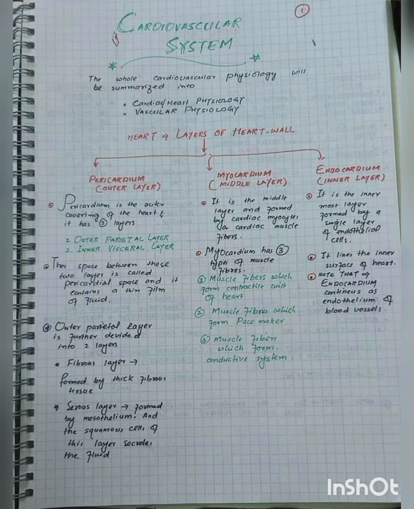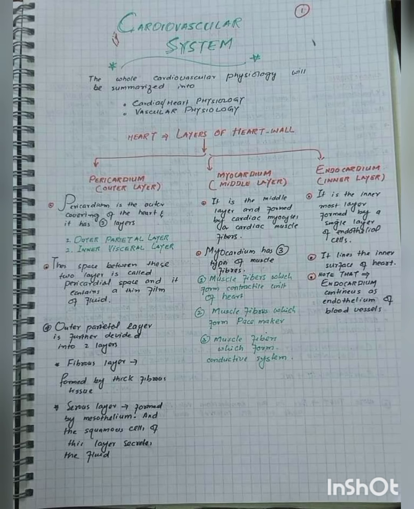The heart wall is divided into three layers: pericardium, which is the outer layer, then myocardium, which is the middle layer, and the third one, endocardium, which is the inner layer. Pericardium is the outer covering of the heart. It has two further layers: an outer parietal layer and an inner visceral layer. The space between these two layers is called the pericardial space, and it contains a thin film of fluid.